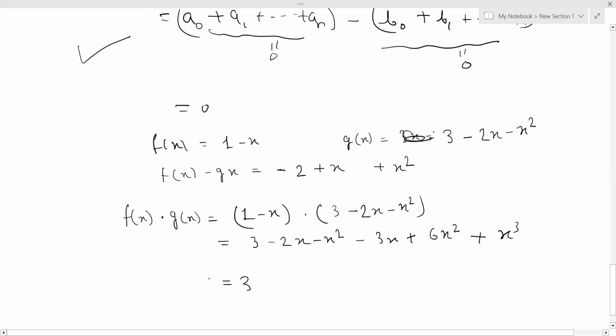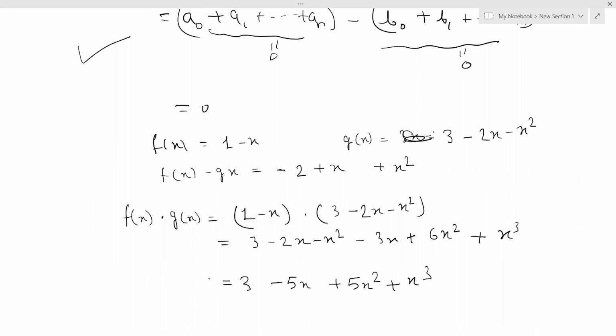3 minus 5x plus 5x squared plus x cubed. So minus 5 plus 5 is 0, 3. Okay, so here it is failing, right? This one is the counter example. So that's why this statement, 3 minus 2x minus x squared minus 3x plus 2x squared.